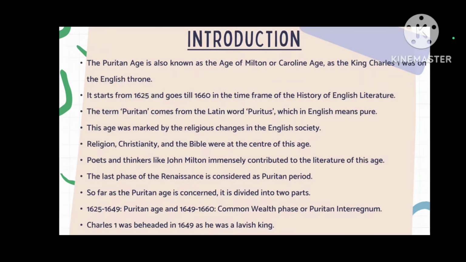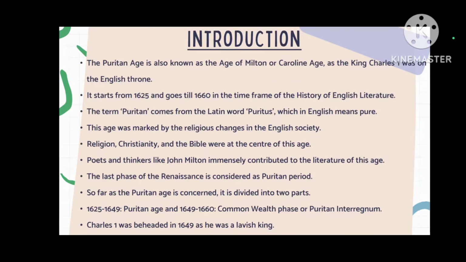His poem On His Blindness, Paradise Lost, Paradise Regained, these are the works which he wrote after being blind, after he lost his eyesight, and yet he contributed a lot to the development of poetry. The last phase of the Renaissance is considered as the Puritan period.